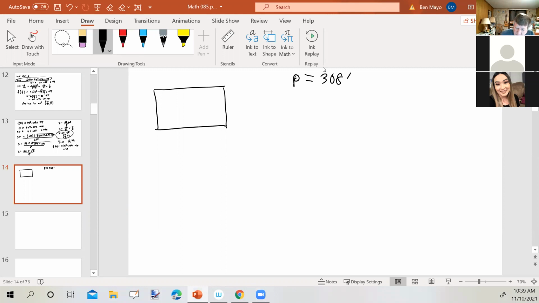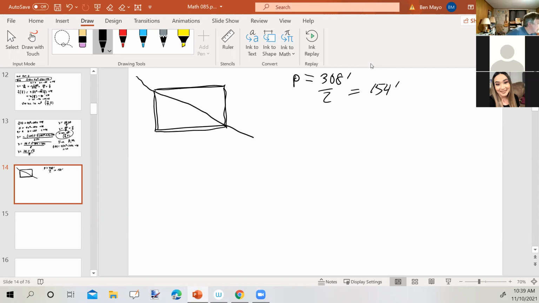Now, there's a couple of different ways we can do this. I'm going to do it a certain way, and if you follow it, I'll continue, and if you don't, I'll go back and do it a different way. But if the whole thing is 308 feet, so all 4 sides, would you agree that 2 sides would be 154 feet? In other words, half of it. Yeah. Okay, if I cut it in half.